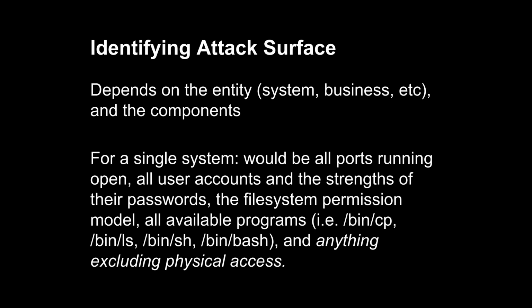Obviously a power company is going to have critical infrastructure and SCADA and embedded systems, whereas an insurance company is not, and they're going to have a lot of databases. And so that attack surface is going to be unique, usually per industry. For a single desktop system, it would be all the ports that are running and open, all the user accounts and the strengths of the passwords, the file system permissions model, all available programs, and anything excluding physical access, effectively any way to access it remotely.